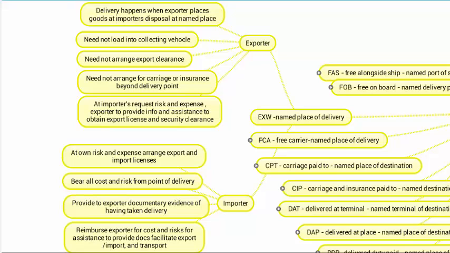Ex Works, named place of delivery. Suppose we are talking in terms of the importer. The importer has to arrange for export and import licenses. He has to arrange for customs clearances. He has to bear all the cost and all the risk from the point of delivery.